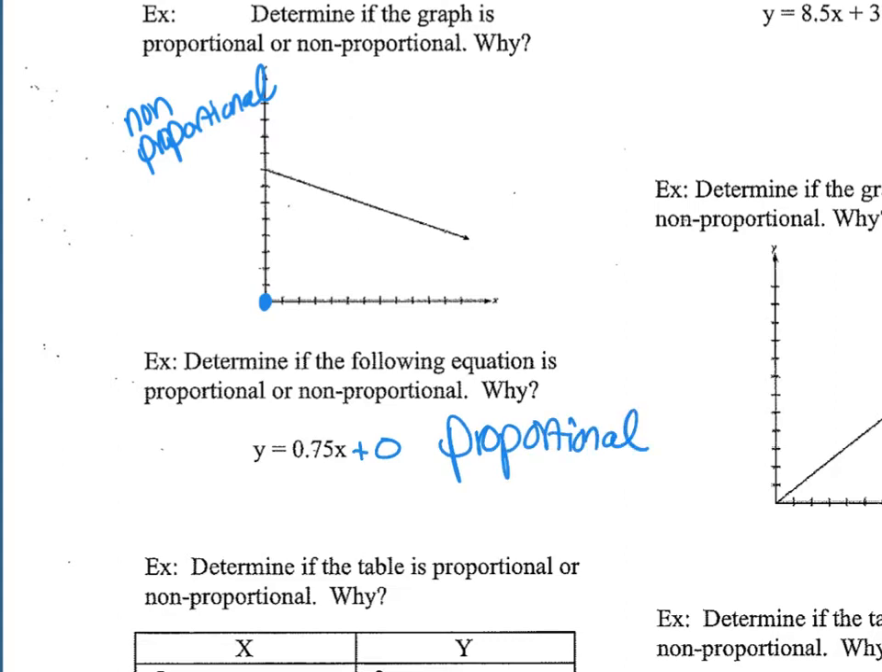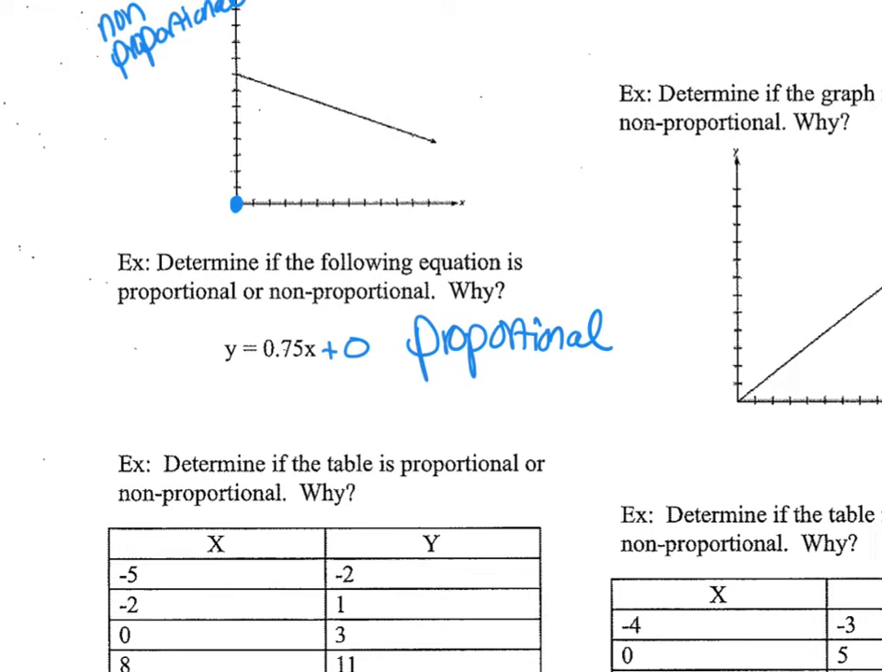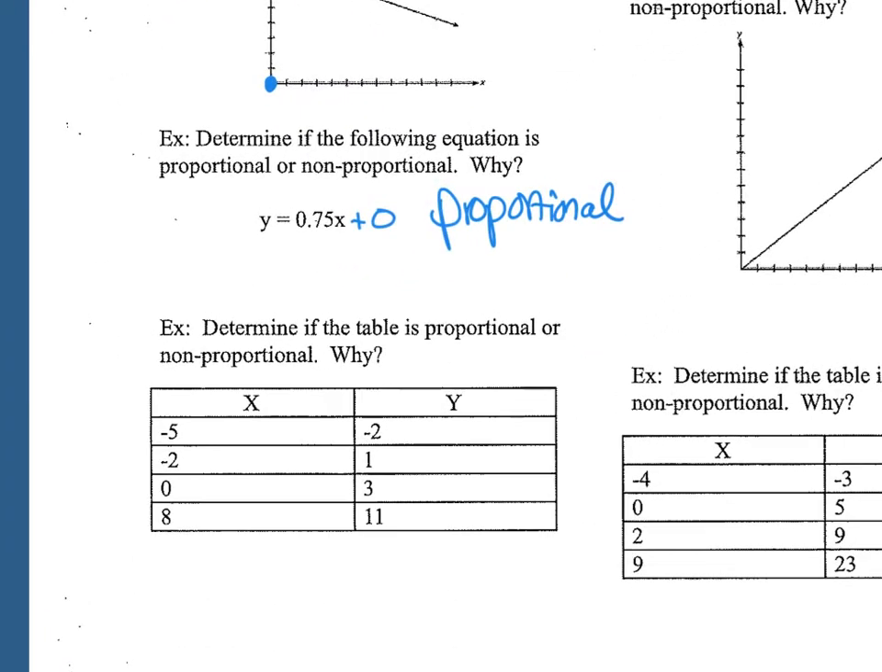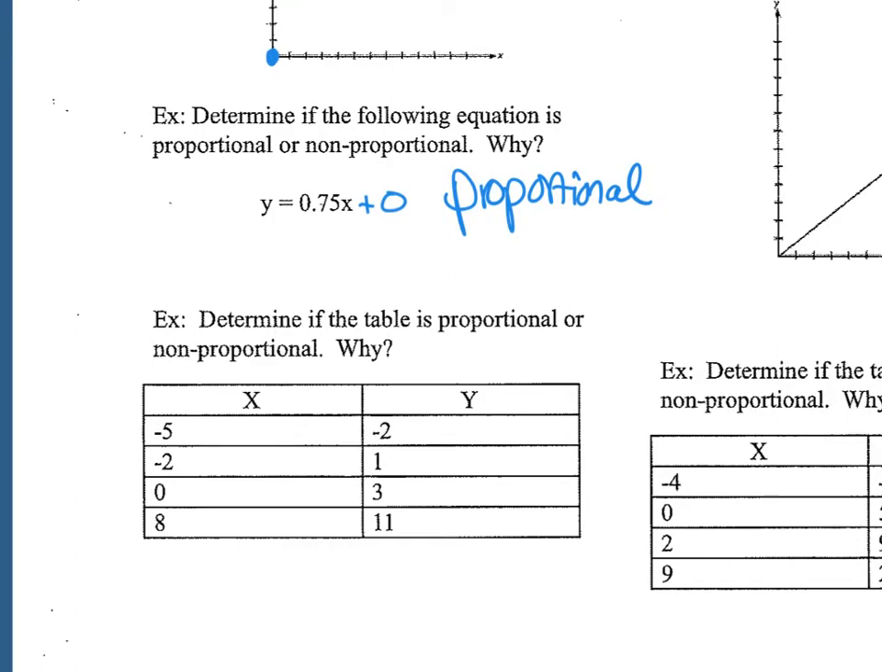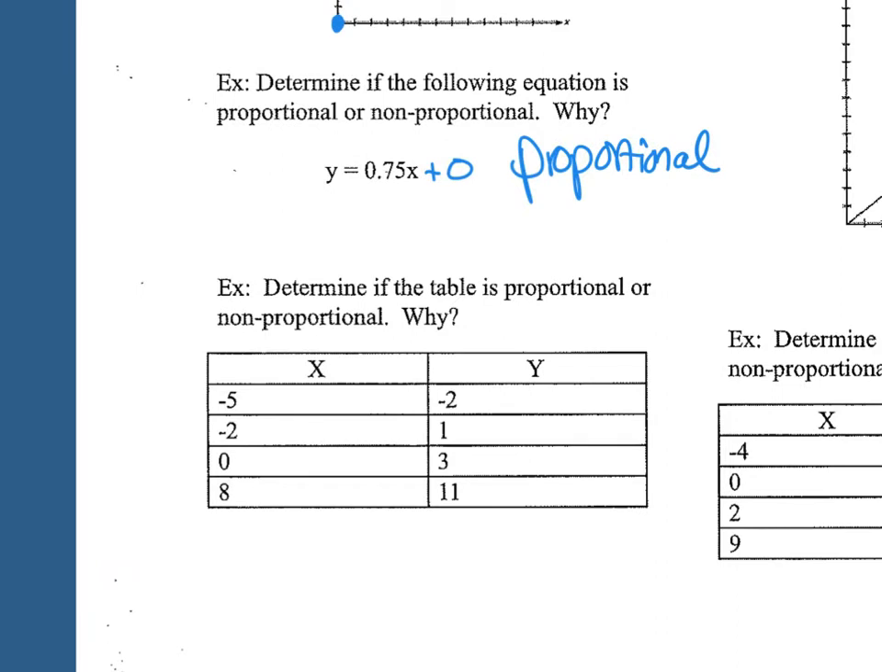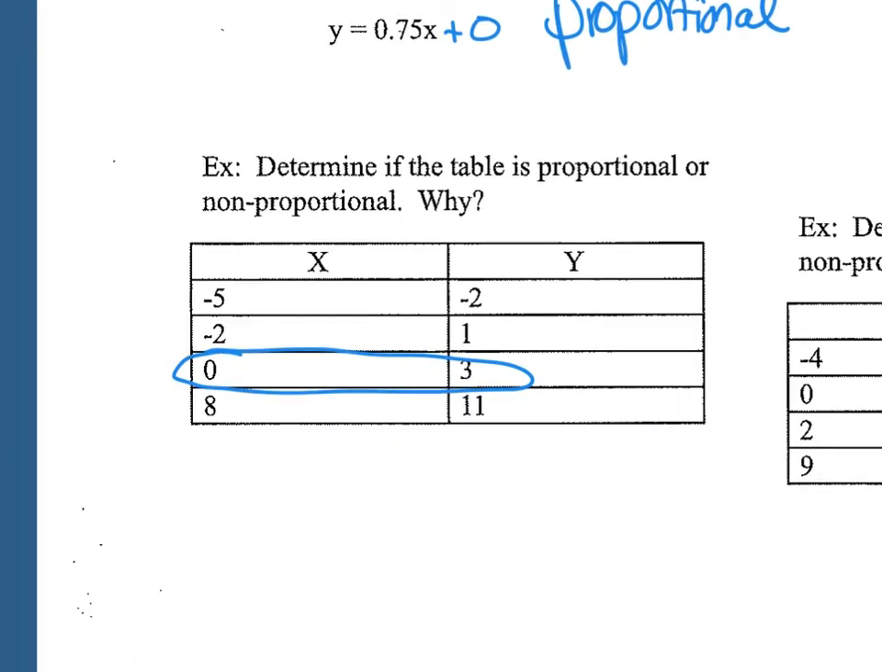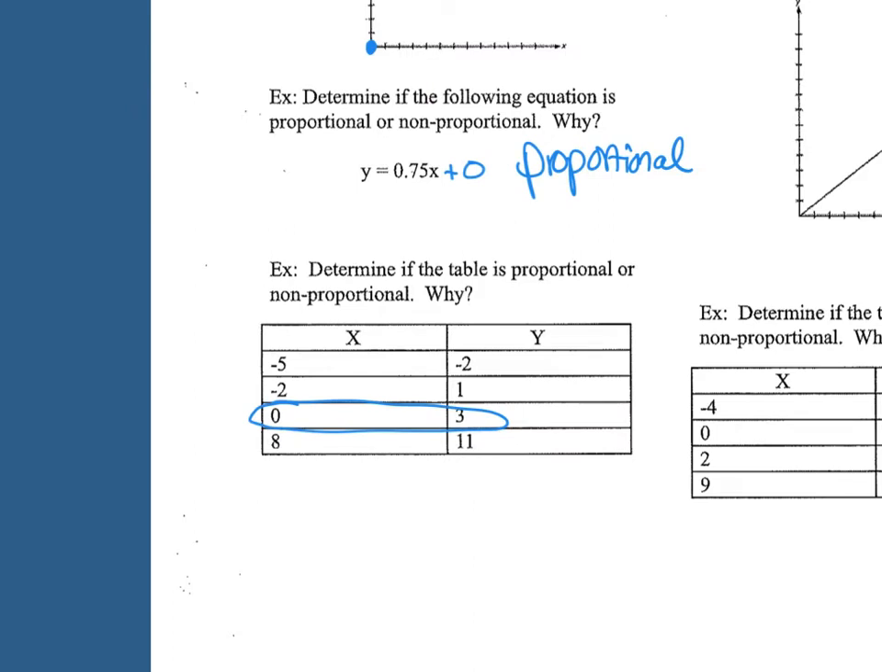And on word problems, when we look at those in a second, that plus something is usually like a fee or an extra charge. Then the next table, determine if the table is proportional or non-proportional. What do we think? Non-proportional, and why do we think it's non-proportional? Good, because when my x value is 0, my y value is something else. If that was 0, then it would be proportional, but since it's 3, it's another number. Non-proportional.